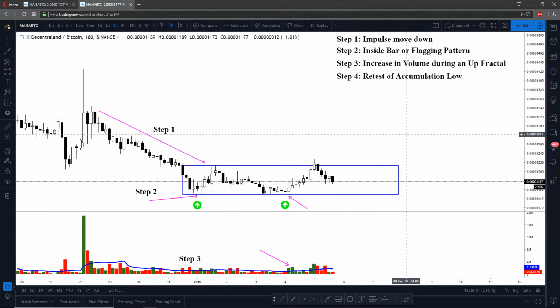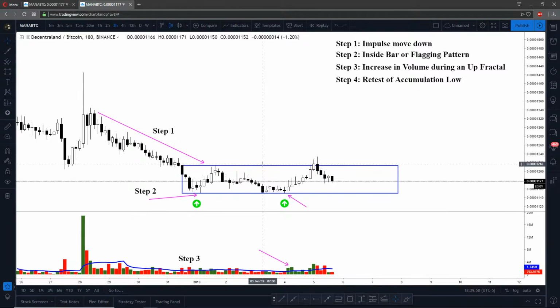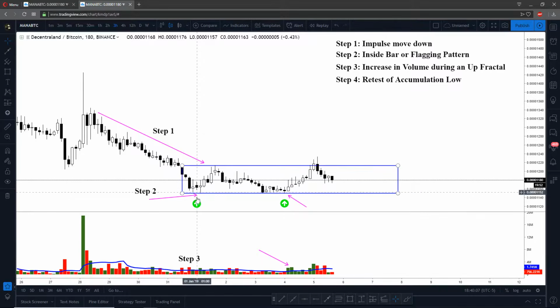Does this make sense? If I need to go over anything, feel free to just type in chat, let me know. So step 1, you want to see impulse move down. Step 2, you want to see inside bar or flagging pattern. On that inside bar or flagging pattern, you want to see an increase in volume with an up fractal. Then you want to see a retest of the accumulation low once the accumulation high has been made.